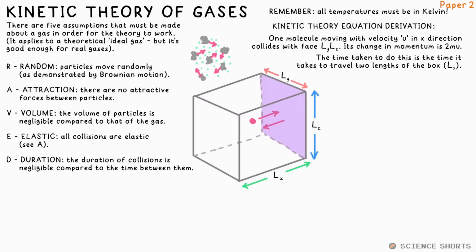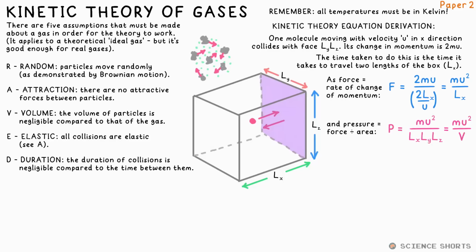It takes 2 lots of distance divided by speed, so 2Lx over u. Therefore, force is equal to 2mu over 2Lx over u, which gives us mu squared over Lx. Pressure is force divided by area, so dividing by Ly, Lz, we end up with P equals mu squared over all 3 lengths, and so that's the same as mu squared over the volume.